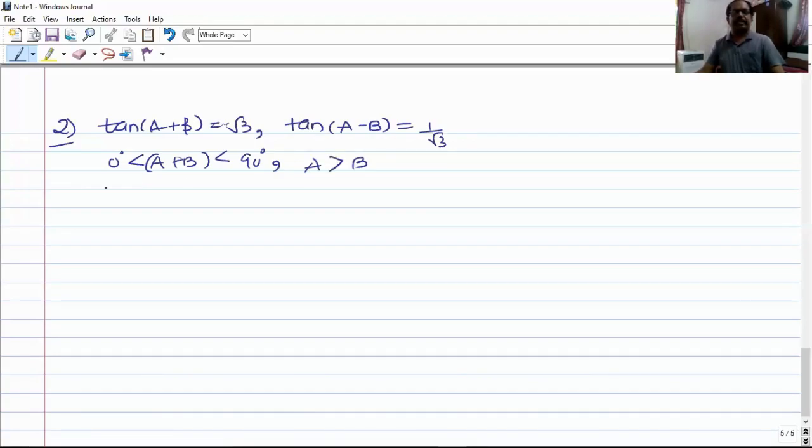So what do we need to find? We need to find here the angles A and B. We need to find the values of the angles A and B. So how to find them? Just let's see. So students, this is the solution.